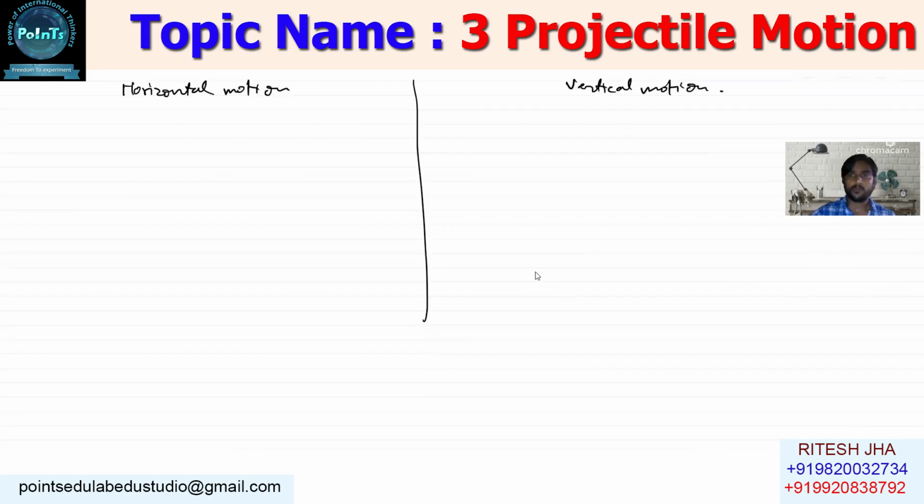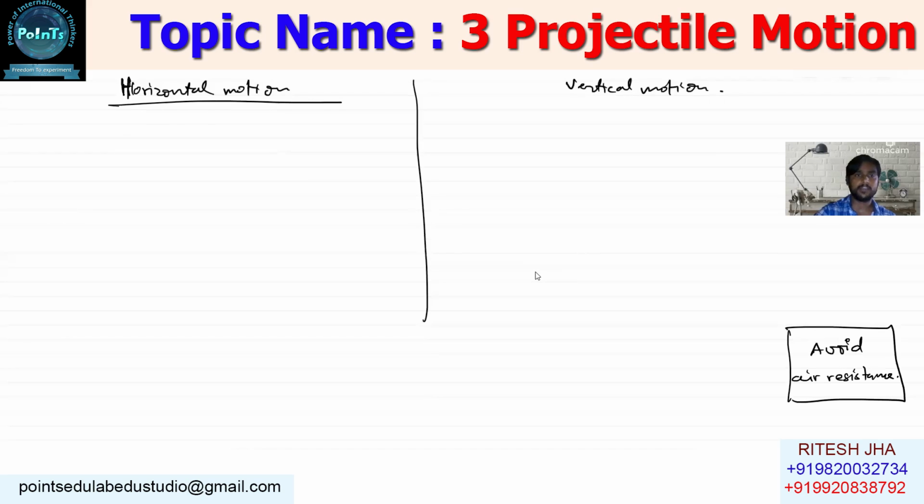Now we need to avoid air resistance always. They don't count that as well. Yeah, exactly. So if you avoid the air resistance, then in this horizontal motion, is there any force acting in the horizontal direction? The initial speed? No, that's not the force, that's the speed.